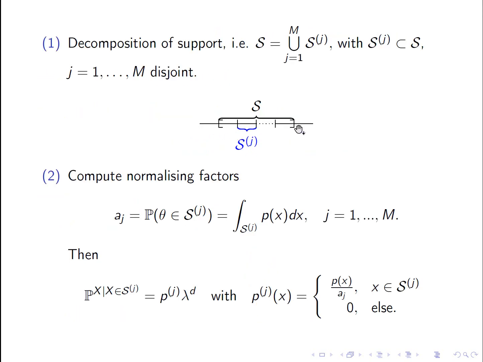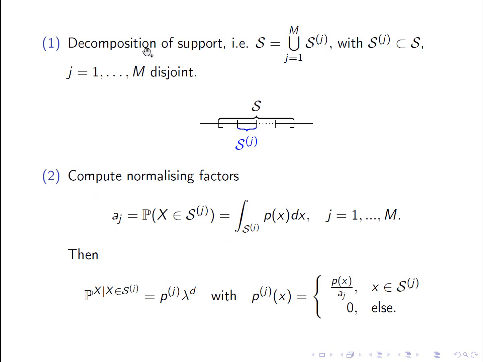In 1D you can think about intervals, so here is the support S, and then you can cut down the support S into these intervals here, and in this illustration they all have the same length, but that does not need to be the case in general. So we decompose our support into m disjoint and measurable sets. Okay, that's step 1. And step 2 is to compute these normalization factors here.